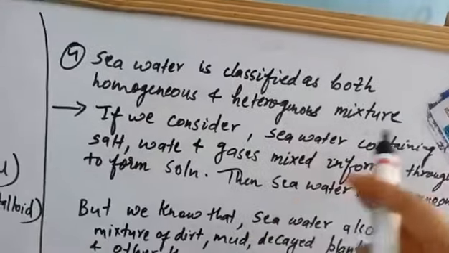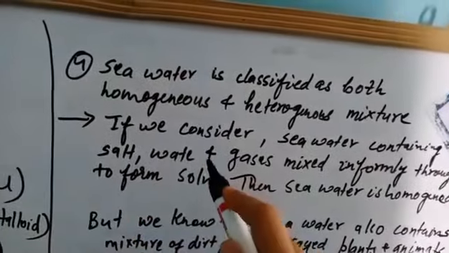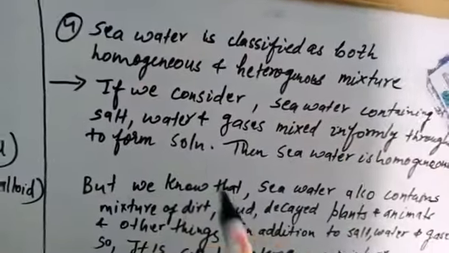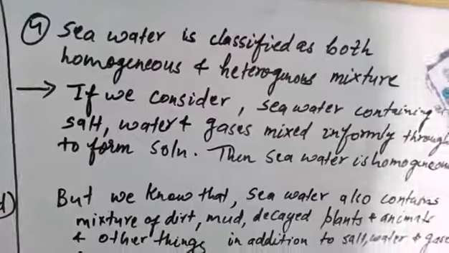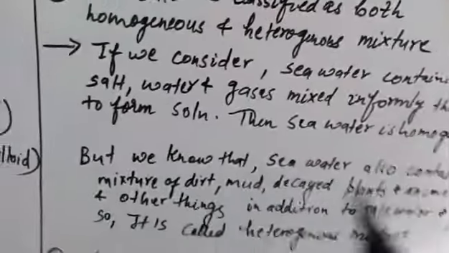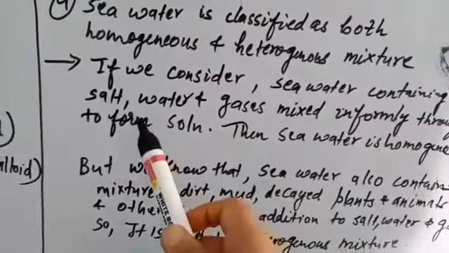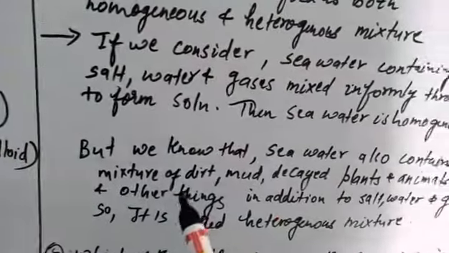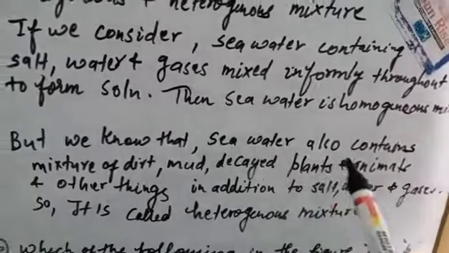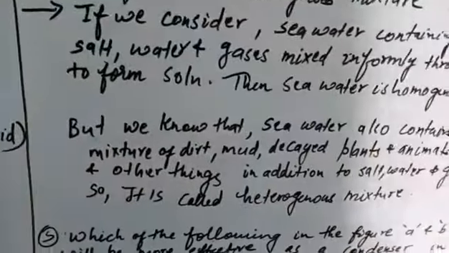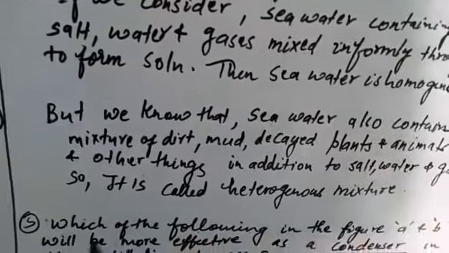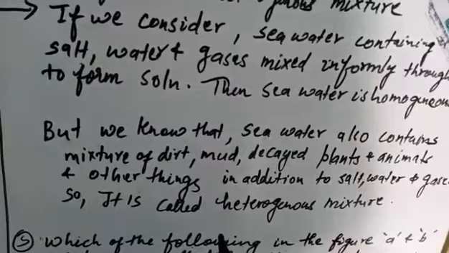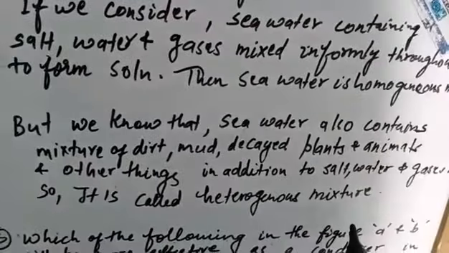If we just consider the seawater containing salt, water and some other dissolved gases mixed uniformly throughout to form a solution, then seawater is a homogeneous mixture. But actually we know that seawater does not only contain salt, water and some dissolved gases, but it also contains a mixture of dirt, mud, decayed plants and animals and several other things in addition to salt, water and gases. So we cannot categorize seawater as homogeneous. So we have to categorize seawater in heterogeneous mixture only.